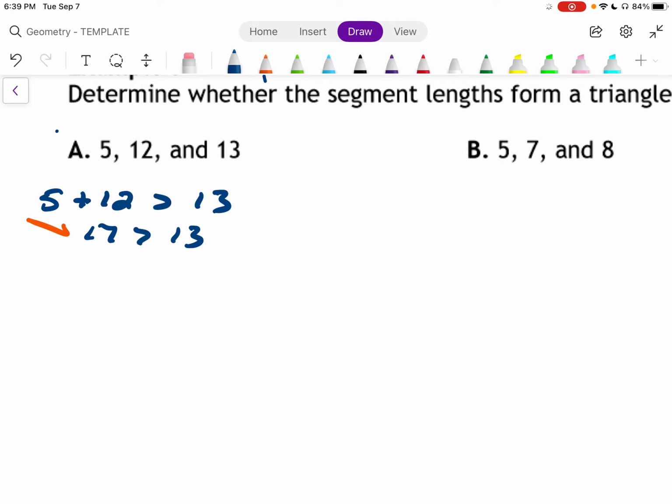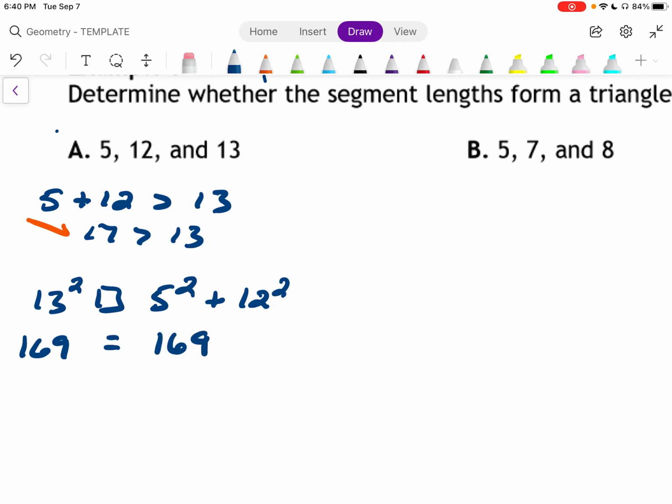Now we need to decide if it's acute, obtuse, or right. I like to put the hypotenuse first here, the longest side first. So I'm going to say 13 squared box 5 squared plus 12 squared. Well, 13 squared is 169. 5 squared plus 12 squared is 169. So these are equal. So this is a right triangle.